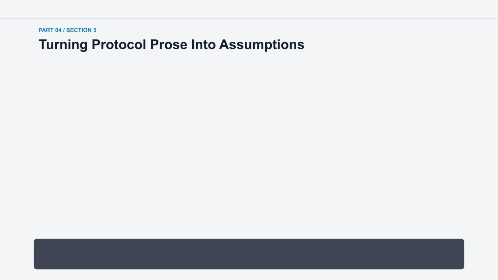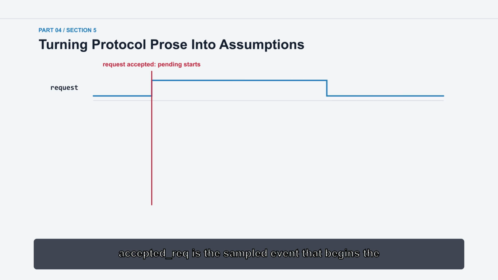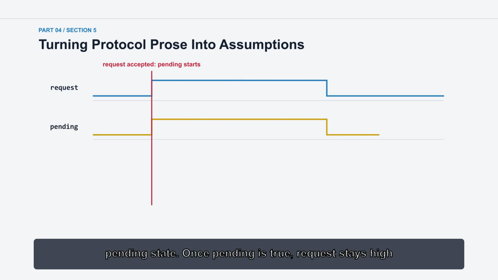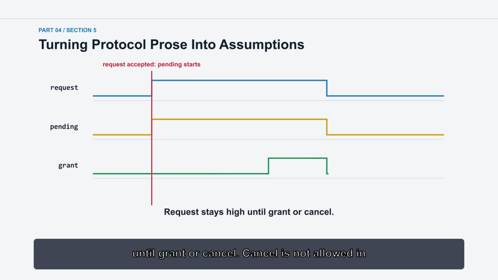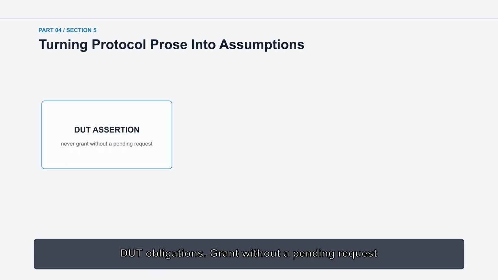For our teaching contract, accepted request is the sampled event that begins the pending state. Once pending is true, request stays high until grant or cancel. Cancel is not allowed in the same sampled cycle as the initial request. We will treat grant as completion on the cycle it is sampled high. Now classify the DUT obligations.